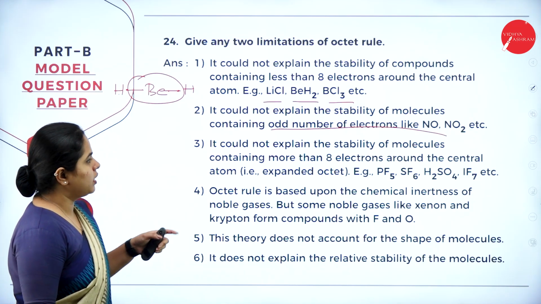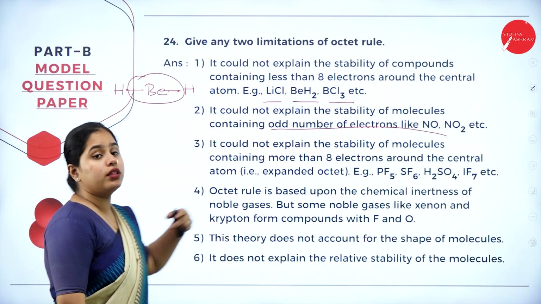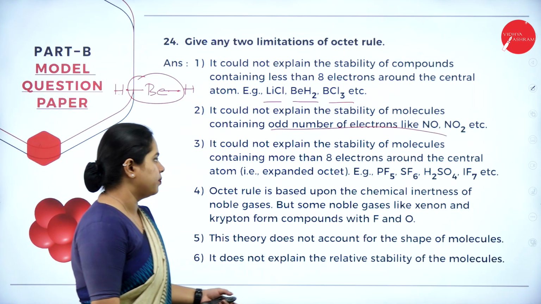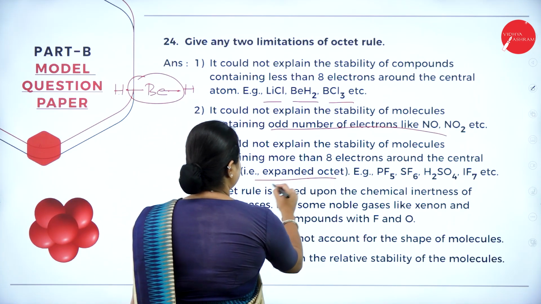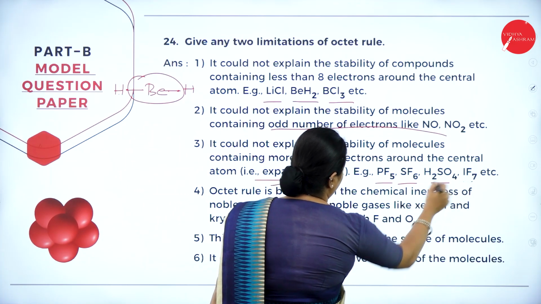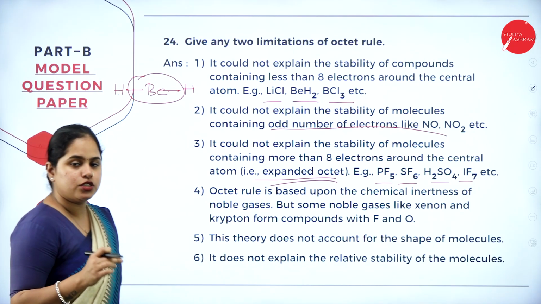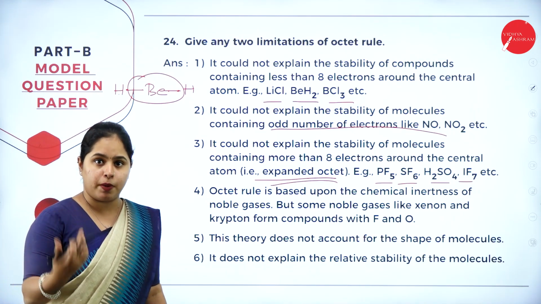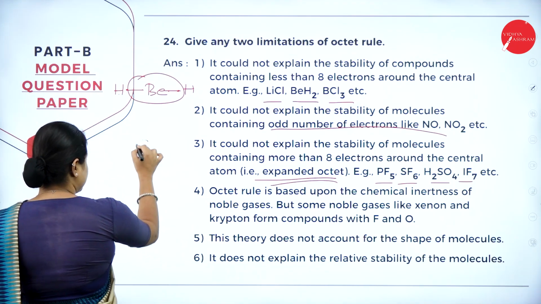It could not explain the stability of molecules containing more than 8 electrons in the central atom, that is, expanded octet. This is called expanded octet, and PF5, SF6, H2SO4, IF7, all of these are examples of central atoms having an expanded octet. For example, SF6, let's take.